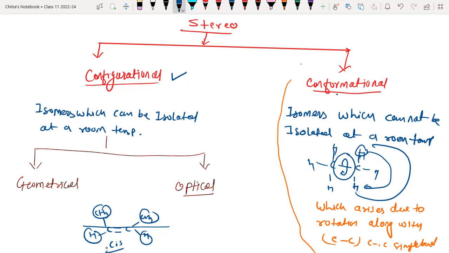If we think differently, suppose here we have again a carbon-carbon double bond. Here we have a methyl group. Here we have hydrogen.